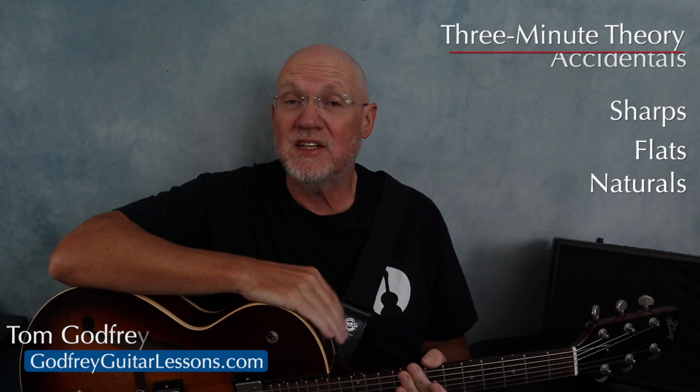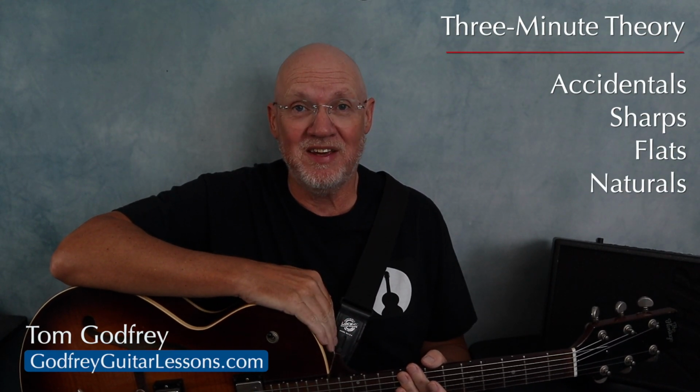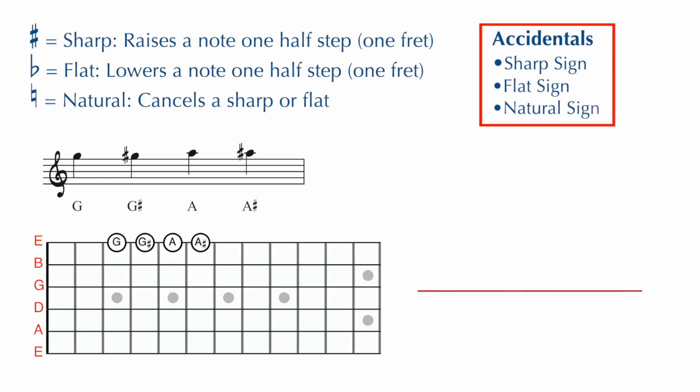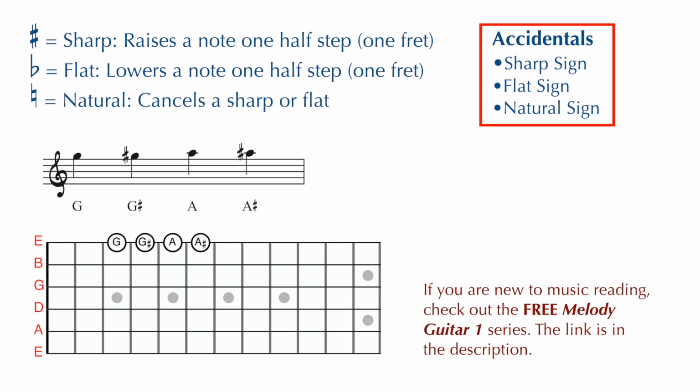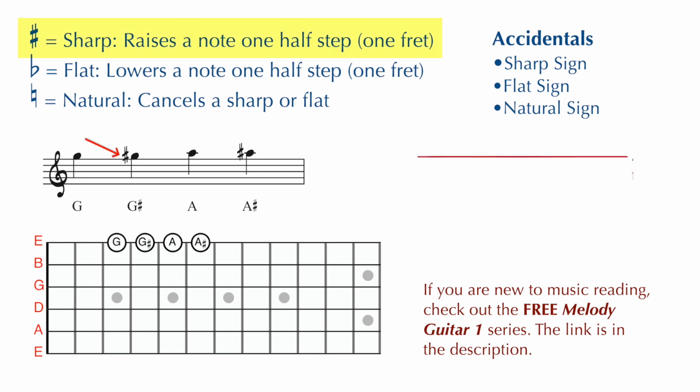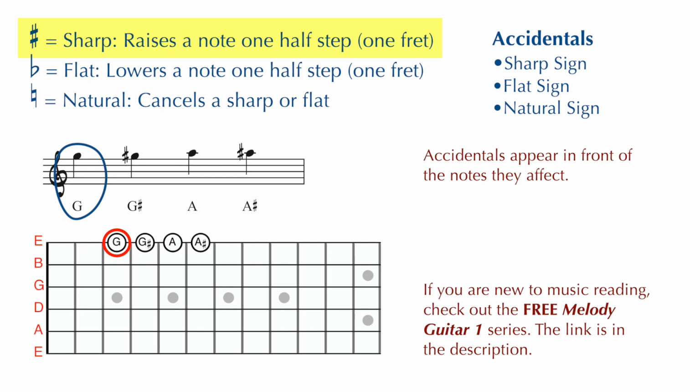3-minute theory, where I try to keep it to 3 minutes as much as I can. This lesson focuses on accidentals. Accidentals are sharp, flat, or natural signs. This is a sharp sign. If a sharp appears in front of a note on the music staff, it raises that note by 1/2 step or 1 fret. Here's a G, here's a G sharp, A sharp.